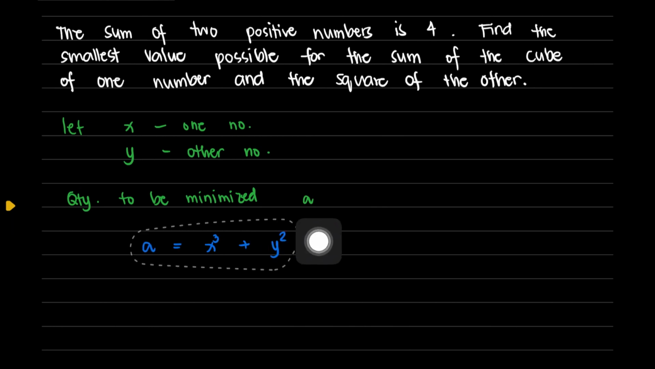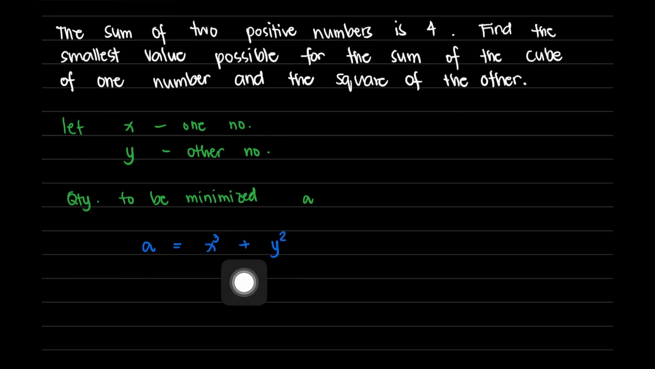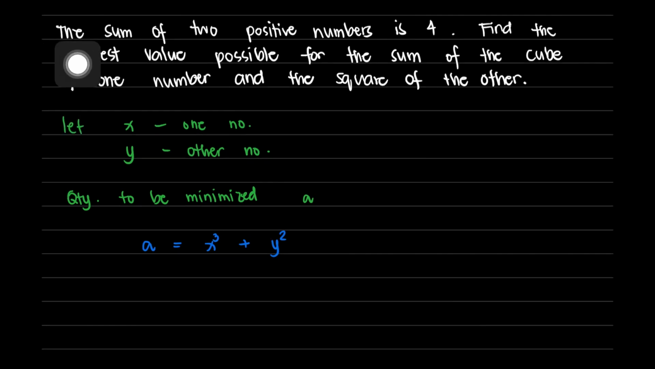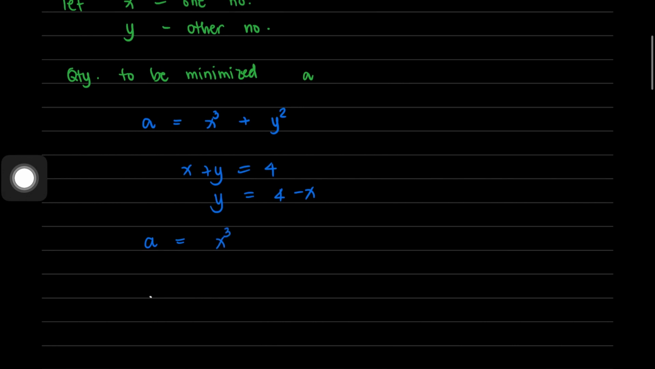Now, before differentiating this equation, we need to make sure that it is in terms of a single variable first. Since we have x and y in here, let us find the relationship between x and y to make this side a single variable. Where are we going to get that? It will be from the first statement: the sum of two positive numbers is 4. In mathematical expression, that is x plus y equals 4. Solving for y in terms of x, we have y equals 4 minus x. Substituting this value of y into the equation, we have A equals x cubed plus (4 minus x) quantity squared.